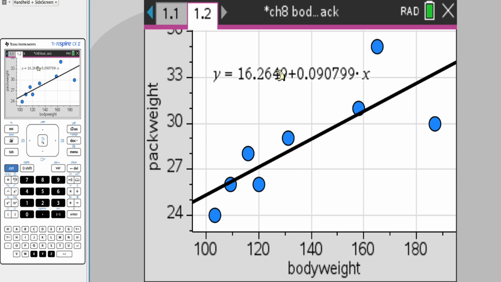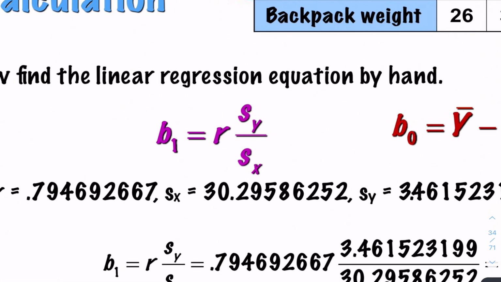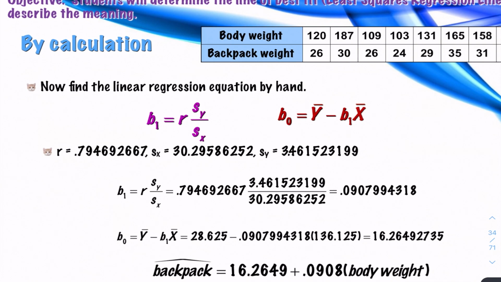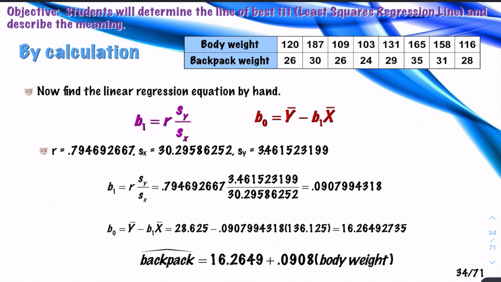If I was to find this by hand, on the other hand, remember, to find slope, we take our r and we look at our standard deviation in y divided by our standard deviation in x. Those would be just calculated by using one variable statistics that we did in Unit 1. Our y-intercept is using the means or the averages, so we use y bar minus b1 times x bar.